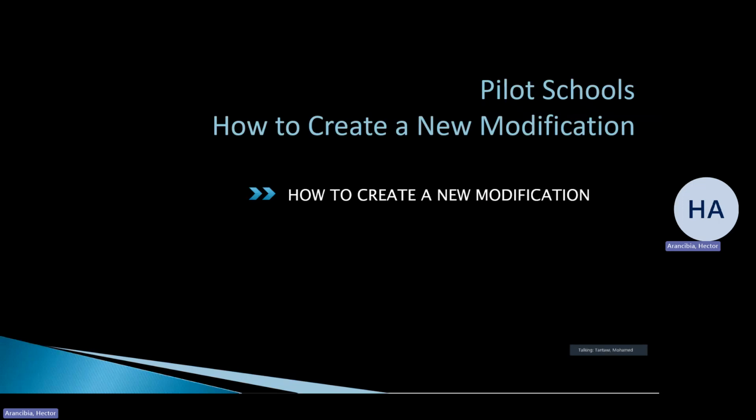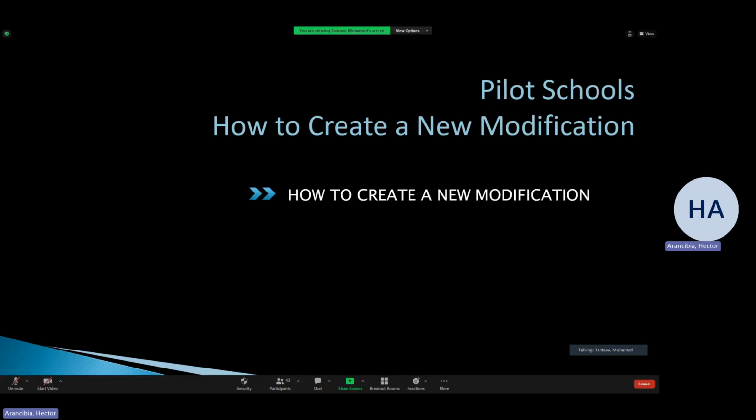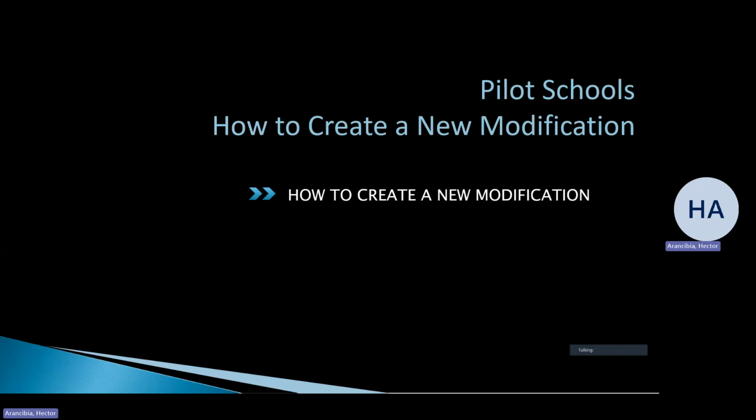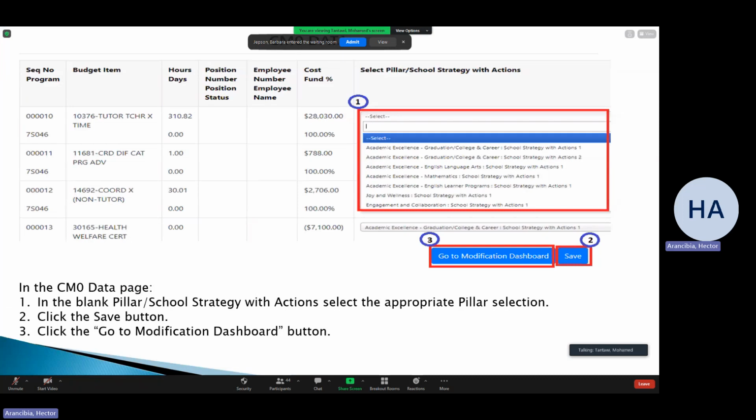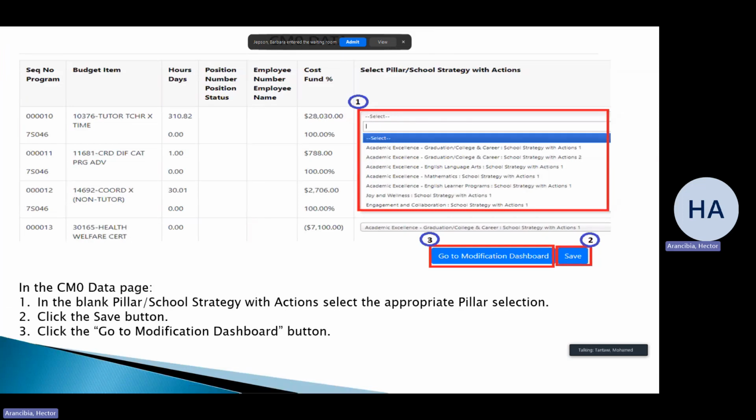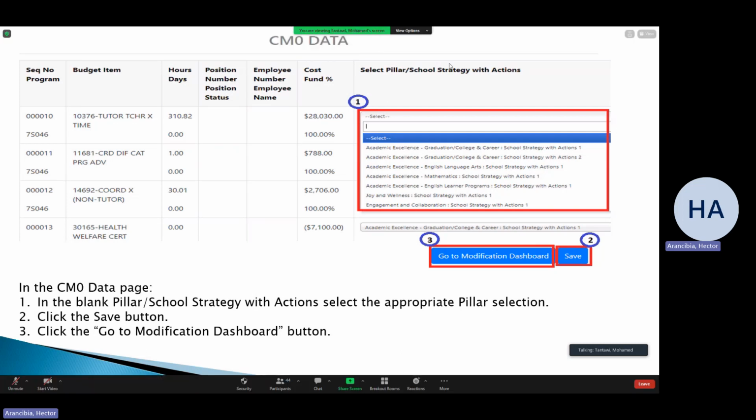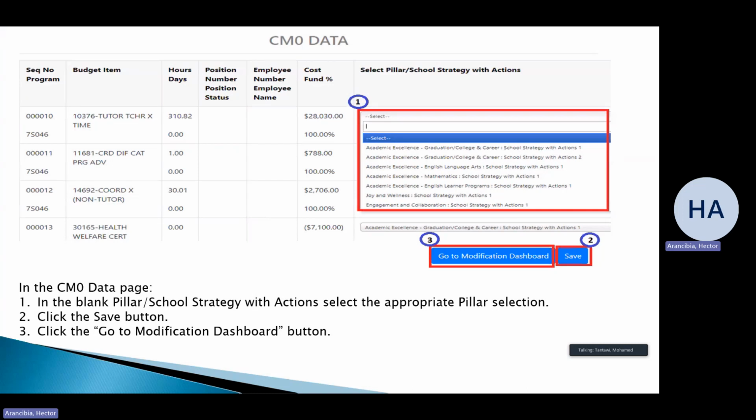So the first thing we're going to go over is how to create a new modification. Once you log into the online SPSA and go to the dashboard, on the left navigation menu, you will find a CM0 data tab. On the CM0 data page, you will make sure that every budgeted item is assigned to a specific pillar and school strategy with actions. And this can be done by selecting the pillar and school strategy with actions from a drop-down menu in the last column labeled pillar/school strategy with actions.